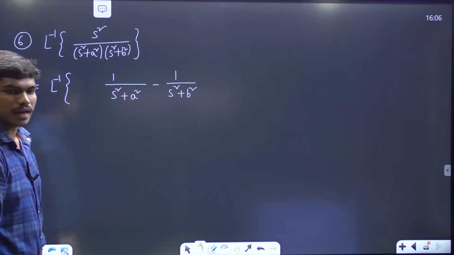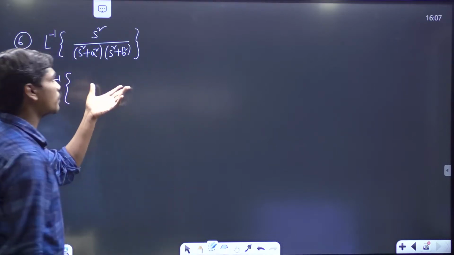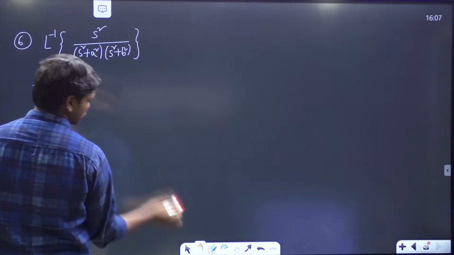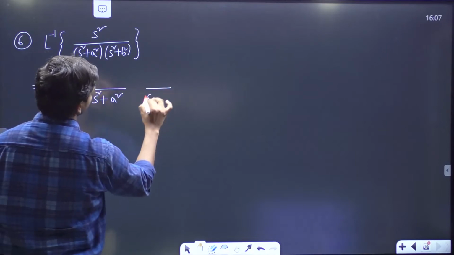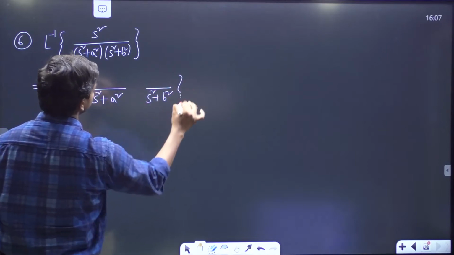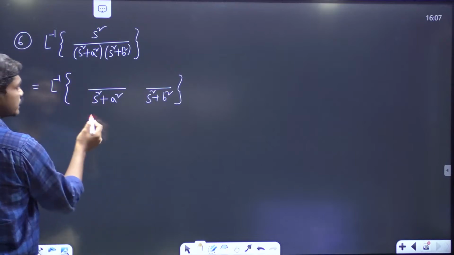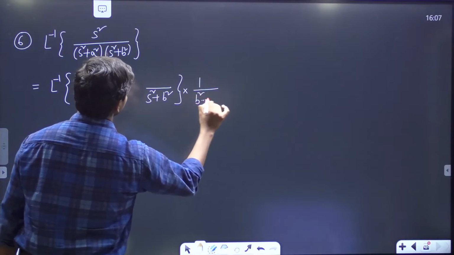Or else, if you want, you can split to Laplace partial fractions, it's better. So if you split to partial fractions, what could come here? Divided by s square plus a square and s square plus b square. Please tell me, what are the coefficients here? For the first coefficient, of course, 1 by b square minus a square will come, definitely. So into 1 by b square minus a square.